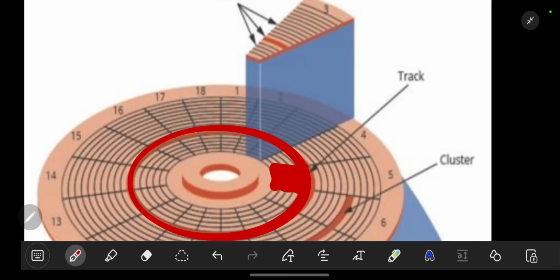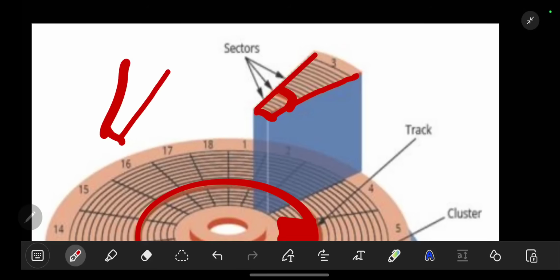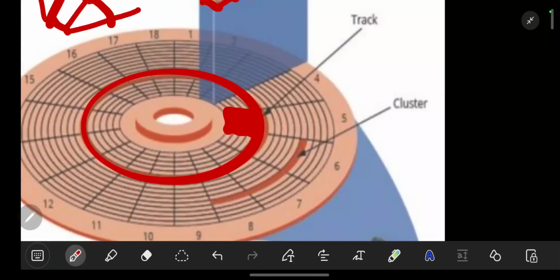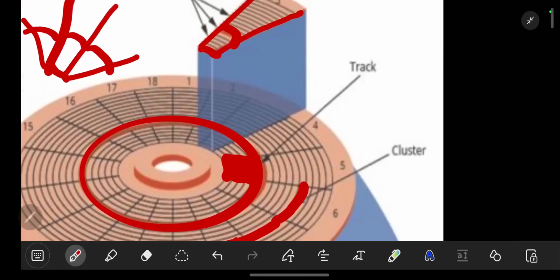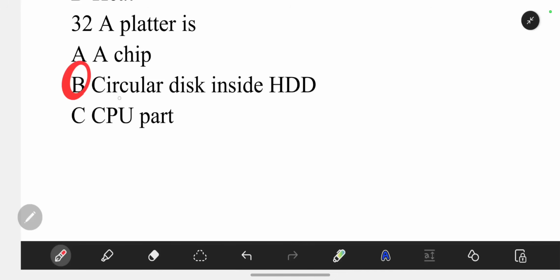From a sector, we are able to combine sectors. We have one sector there, another sector there, and another sector there. We now call this a cluster. A cluster is a combination of sectors. This is how we split the platter. Just as we have said, a platter is a circular disk inside the HDD.